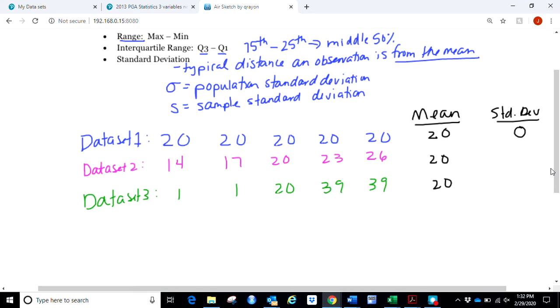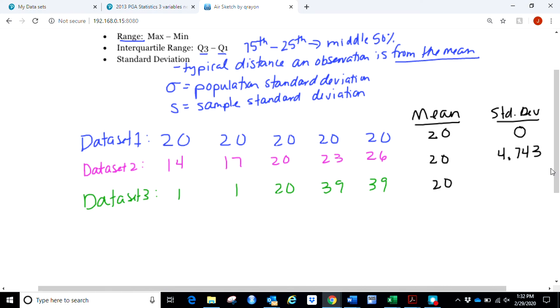Now for data set 2, these values are different also from the mean, but they're not very different. They only go from 14 to 26. So by calculating the standard deviation, which again we will be using StatCrunch for, we're going to get about 4.743 for that standard deviation. So typically it's 20 plus or minus this 4.743. We kind of feel like the typical observation is a little bit more than 4 away from 20. Notice we're not saying every value. It's the typical value.